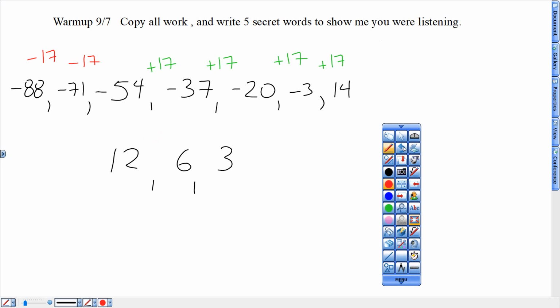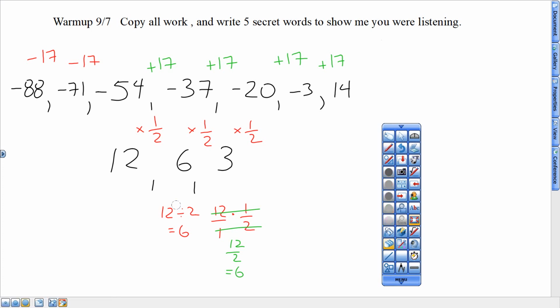We show that as timesing by the reciprocal of 2. So if I take 2 and flip it, it becomes 1/2. Dividing by 2 is the exact same as timesing by 1/2. If I take 12 and I divide it by 2, that gives me 6. That is the same math as taking 12 times the reciprocal of 2, which is 1/2, and then just timesing straight across gives me 12 over 2, or another way of getting that 6. So remember, dividing by 2 is the same as timesing by the reciprocal of 2.